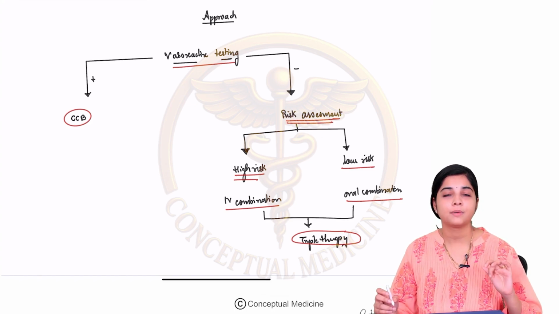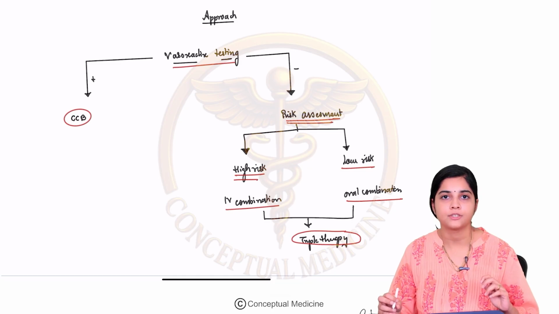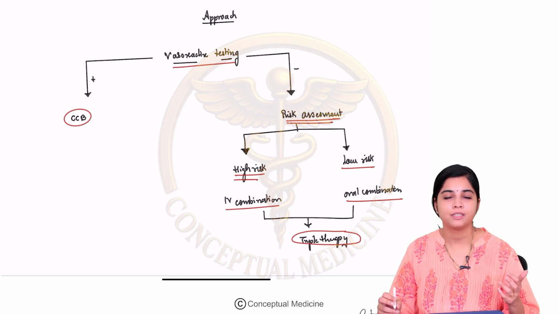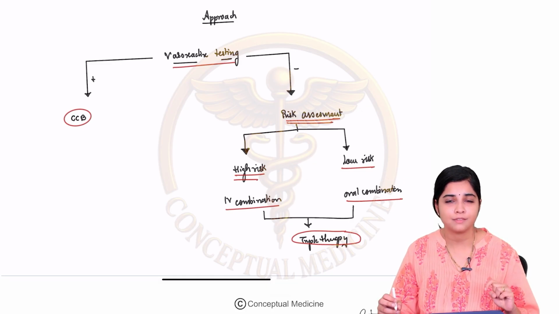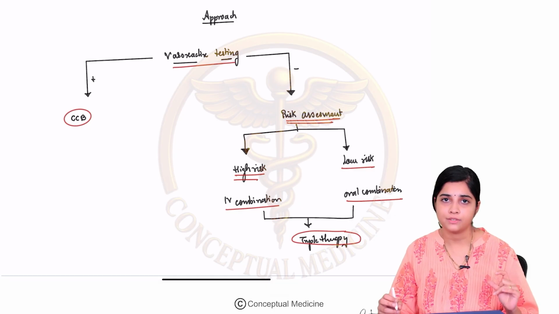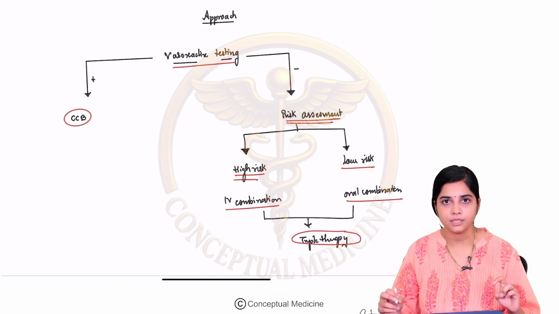Okay. So this is about how you approach and manage patients with pulmonary hypertension. So what have we learned? We have learned what pulmonary hypertension is, what the causes are, what the WHO classification is, what the hemodynamic classification is, and we have looked at vasoreactive testing, the different groups of drugs, and how you approach the case. Thank you.